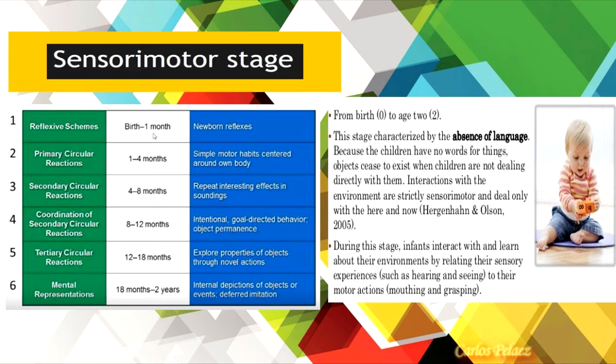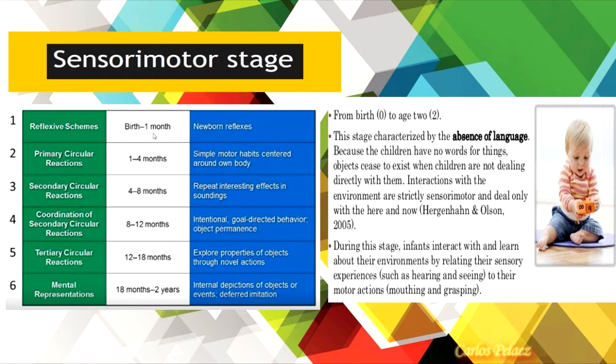During this stage, infants interact with and learn about their environment by relating their sensory experiences, such as hearing and seeing, to their motor actions, mouthing and grasping. The sensory motor stage is divided in 6 parts.